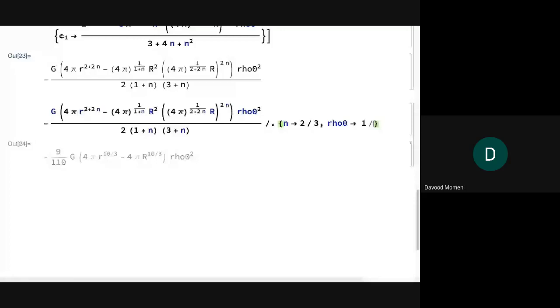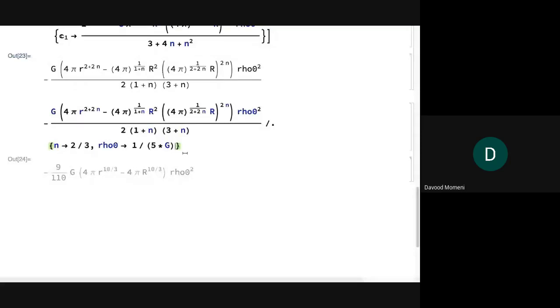2 over 3, sorry. And rho zero, of course, this is the density, you know? It is a big number. So let me, for example, put the density as something like 1 over 5 multiplied by G, because G is a tiny number, yes? When you invert it, the rho will be a very large number, so it is a good expression. So this is your expression, and what is the G? Does anybody know? The G, gravitational constant.